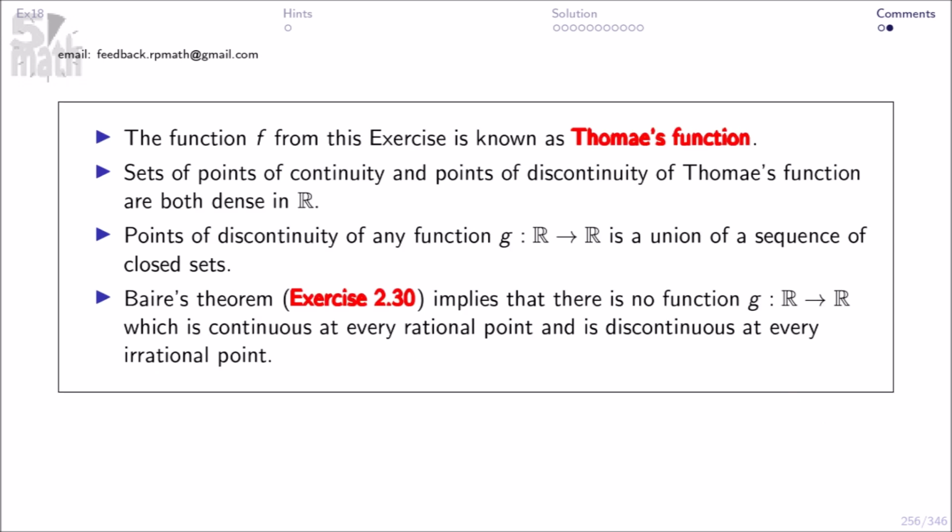The function f from this exercise is known as Thomae's function. Sets of points of continuity and points of discontinuity of Thomae's function are both dense in R. Points of discontinuity of any function g, here, is a union of a sequence of closed sets. Baire's theorem, exercise 230, implies that there is no function g, here, which is continuous at every rational point and is discontinuous at every irrational point.